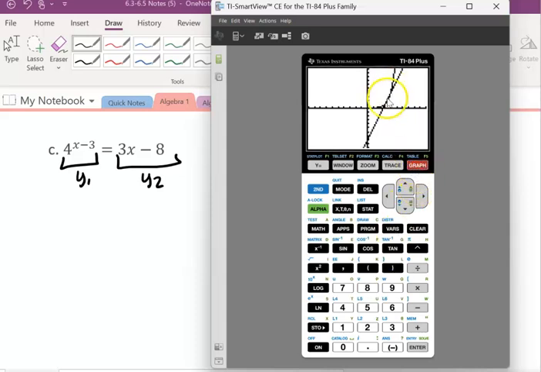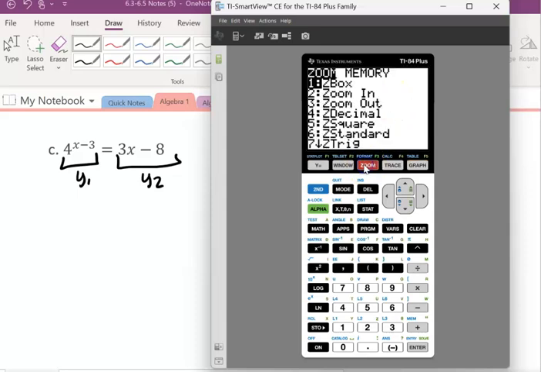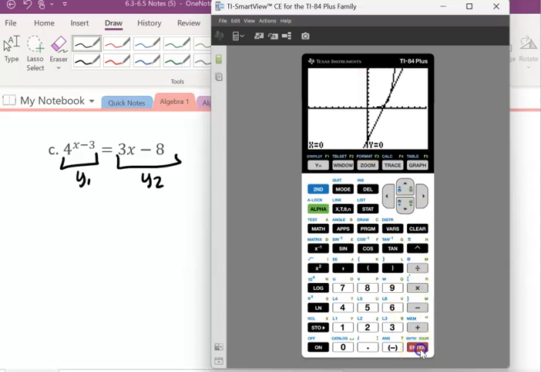All right, they do look like they intersect. One thing I'm going to do is zoom in because I'm not sure if they intersect once or maybe twice. So I'm going to hit zoom, and this first thing, zoom box, is really great. You hit enter on it. There's a flashing cursor right here at 0, 0. I'm going to use my arrows to move it up and over, and create a box around the area I want it to zoom in on.